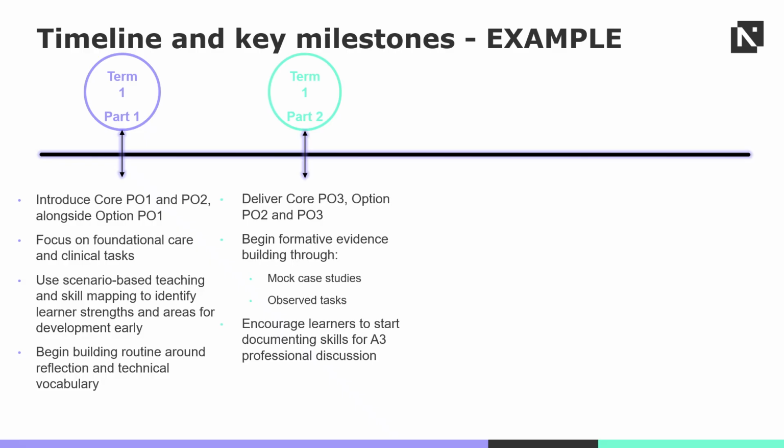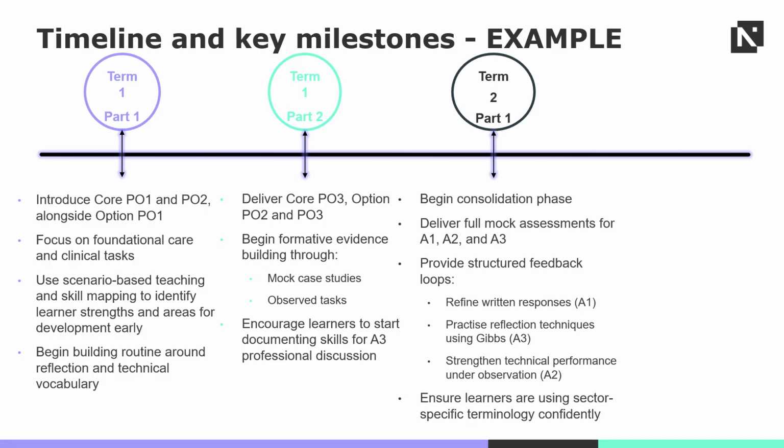For the second part of the autumn term, add in performance outcome 3 and finish option performance outcome 2 and 3. Increase the challenge, mini case studies, live role play, and practical decision making. Begin building mock evidence folders. In spring, in the first part, this is your rehearsal window.